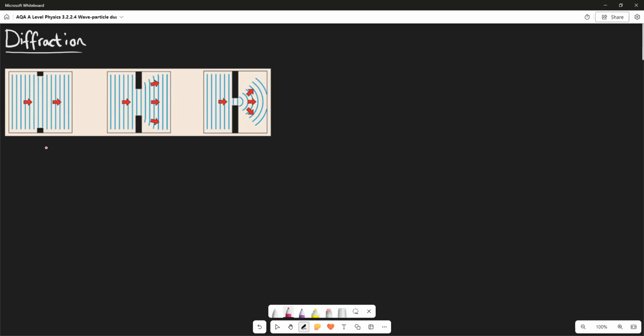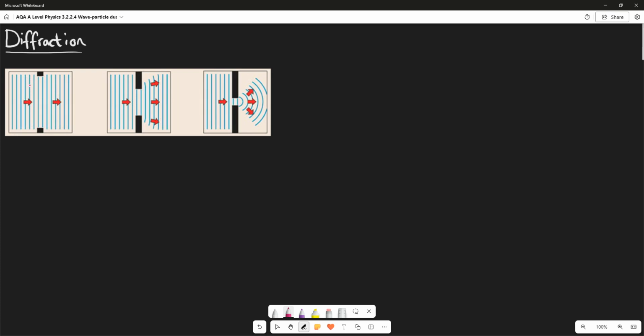Welcome to wave-particle duality. We're going to start off by talking about diffraction. Diffraction is what happens when a wave passes either through a gap or near a boundary. We're going to study what happens when it travels through a gap.